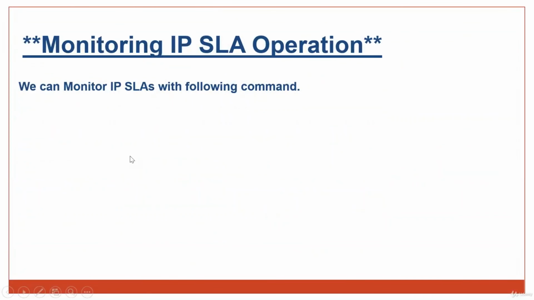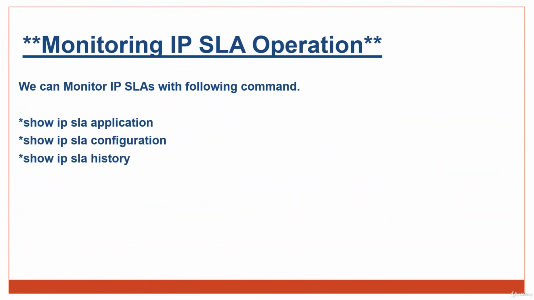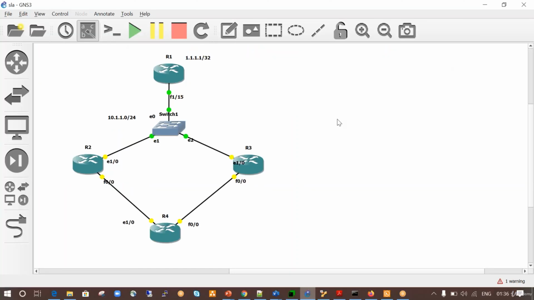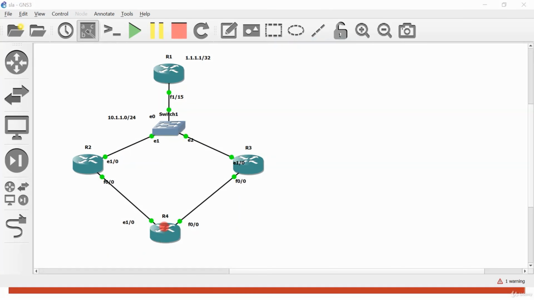Now once you do this configuration, then we have the verification command. We can go and check show IPSLA application, SLA configuration, history and stats. So let me quickly show you the lab setup. So here you can see that we have the lab setup, and in this lab, say for example, this is my source and 111 over R1 is the destination. You can see that I can reach R1 loopback via R2, and then I can reach via R3.